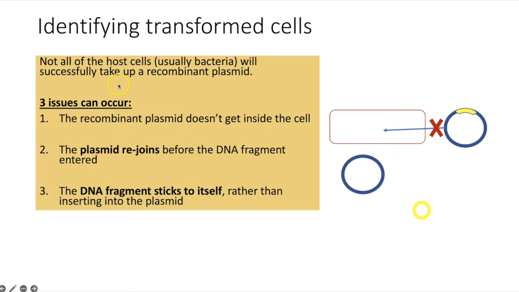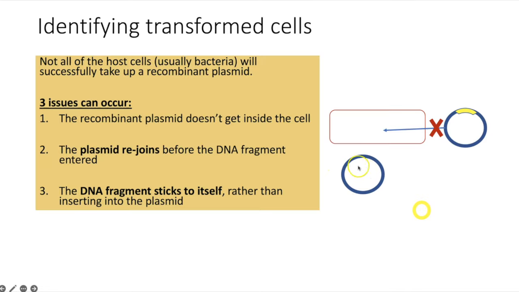So not all of the host cells, which are usually bacteria, successfully take up the recombinant plasmid. And these are the three key issues that could occur. Maybe the recombinant plasmid just didn't get in through the cell membrane. Or maybe the plasmid that did get in is one that doesn't have the gene of interest in it.